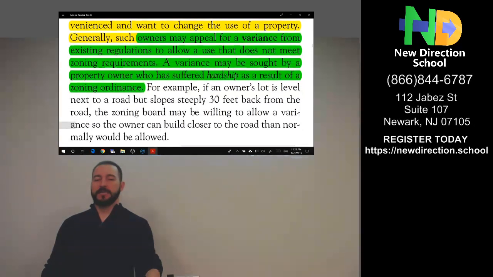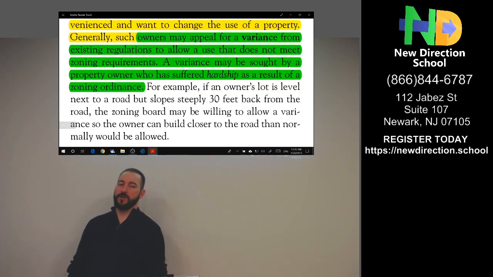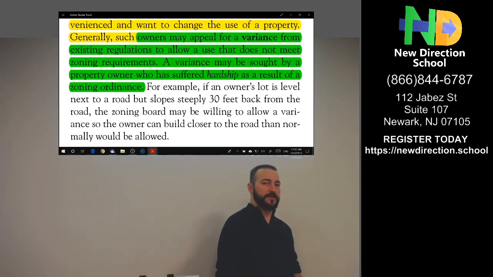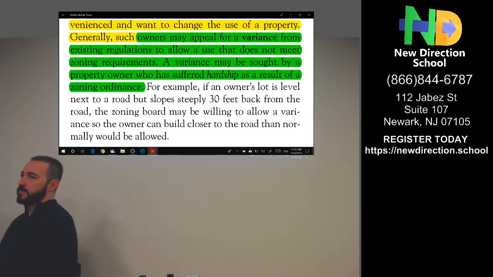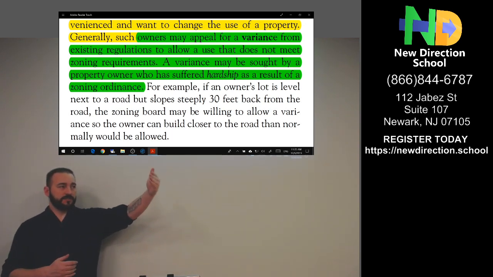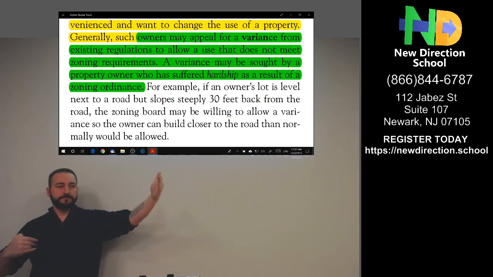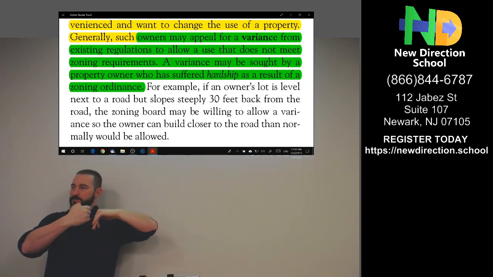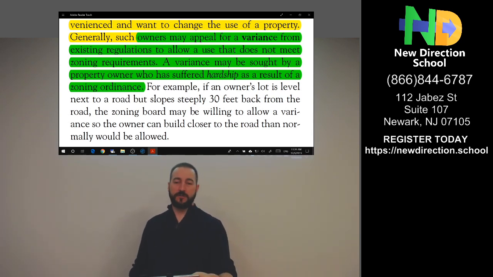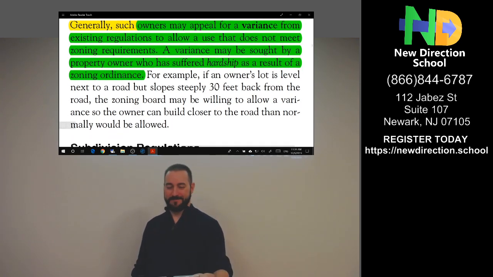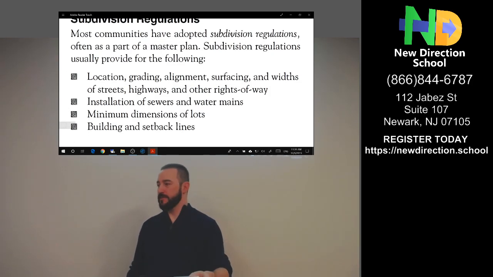For example, if an owner's lot is level next to the road, but slopes steeply 30 feet back from the road, the zoning board may be willing to allow a variance so that the owner can build closer to the road than normally would be allowed. All right? So, for instance, this is the road and you're right here, but there's a steep slope. You can build closer to the road so you don't have to deal with that decline. But that means there's a hardship. There's something going on. Especially when it freezes, do you want to go down that road? No. All right, we're going to skip subdivision regulations because that's chapter 18.